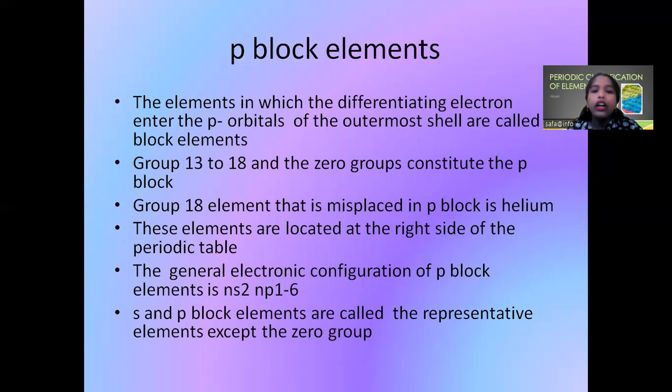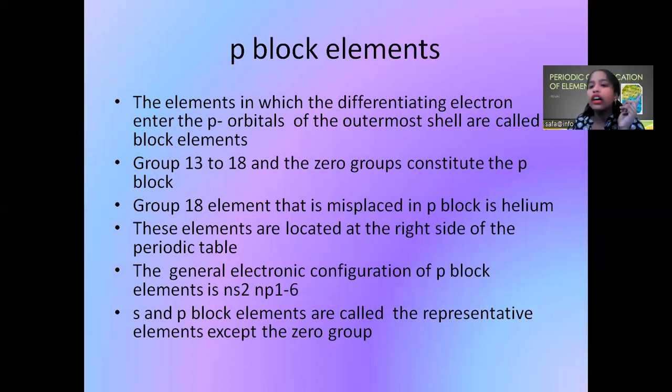Now the p block elements are called group 13 to 18, and zero groups are called the p block elements. Now the group 18 element that is misplaced in p block is helium. So we already know helium's atomic number, atomic mass number, and its symbol. So helium, its mass number is 4, atomic number is 2, electronic configuration is 1s2.